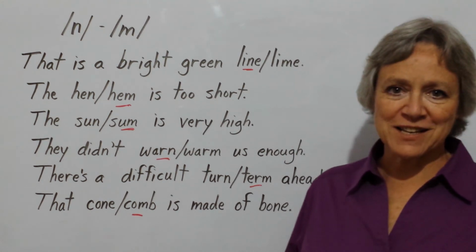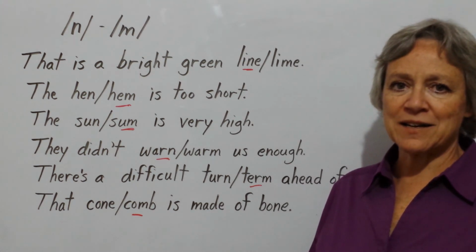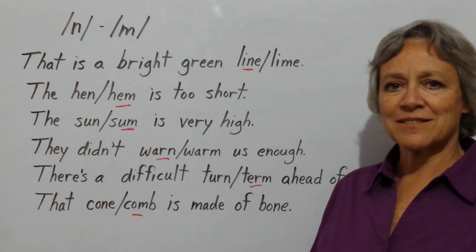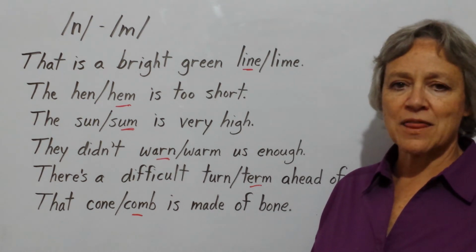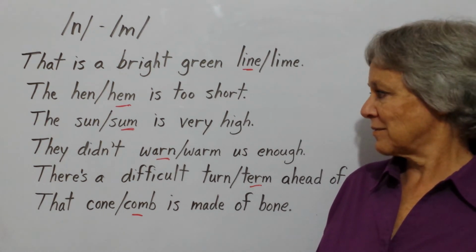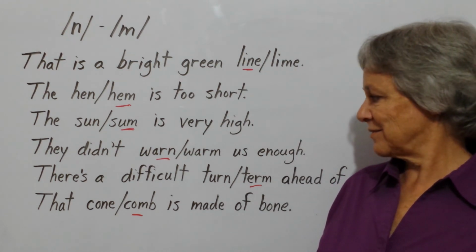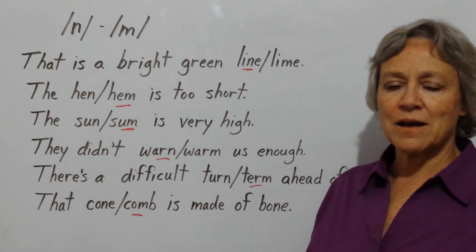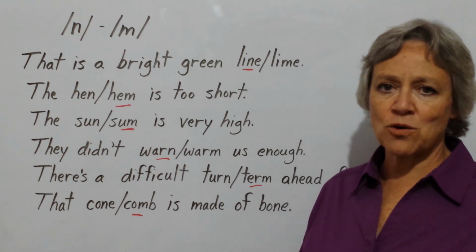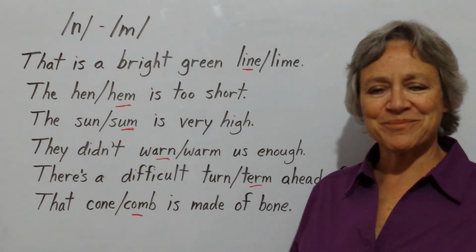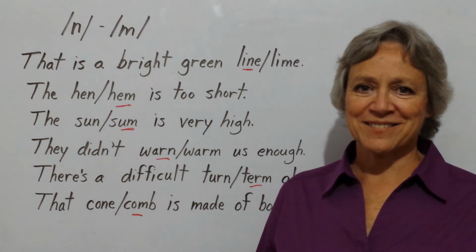All right, now let me read the sentences with the answers to you, okay? That is a bright green line. The hem is too short. The sum is very high. They didn't warn us enough. There's a difficult term ahead of us. That comb is made of bone. Okay, that's the end of the quizzes. We have one final thing to do, and that would be sentences.